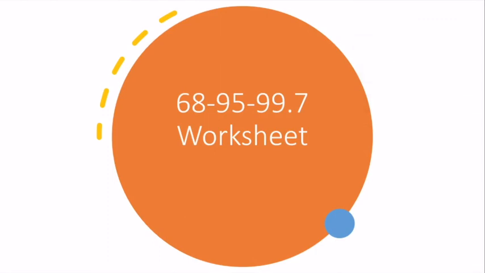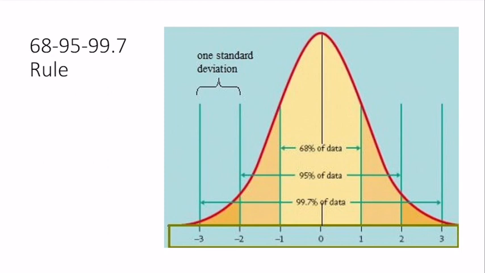Class, I thought I'd make a video going over the answers to the 68-95-99.7 worksheet. This is for the 68-95-99.7 rule for normal curves. So it's important to remember that the 68-95-99.7 rule is discussing the percentage of data under a normal curve.